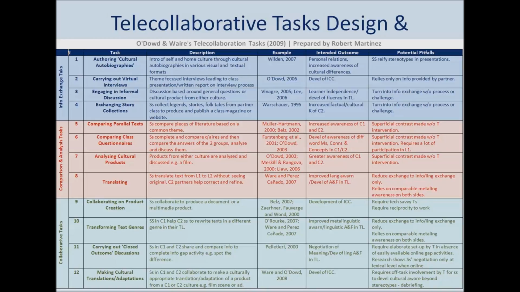It becomes evident, in my opinion, that then it is of the essence to be fully aware and critical of our own and our partners' teaching beliefs and styles, not to take the tasks offered by O'Dowd and Ware 2009 or other suggestions just as they are. I think that just taking a task from the table as it is would be reductive of the work they have done in the literature.